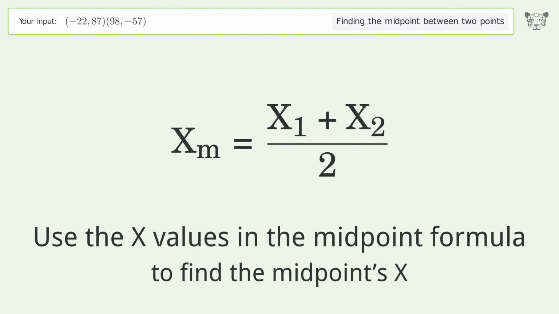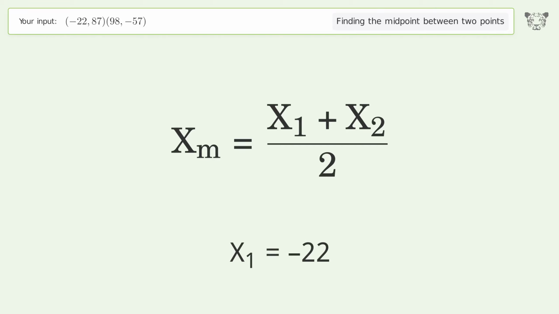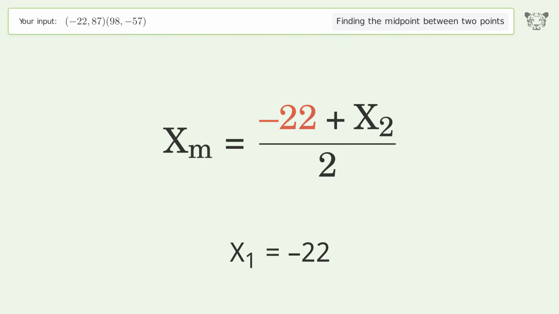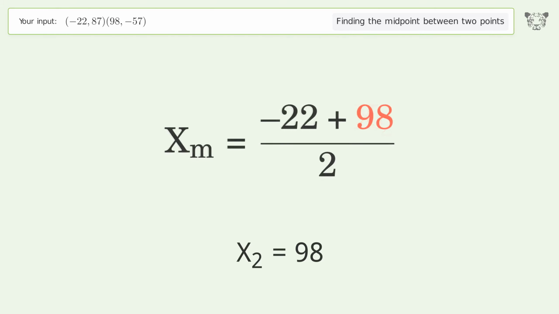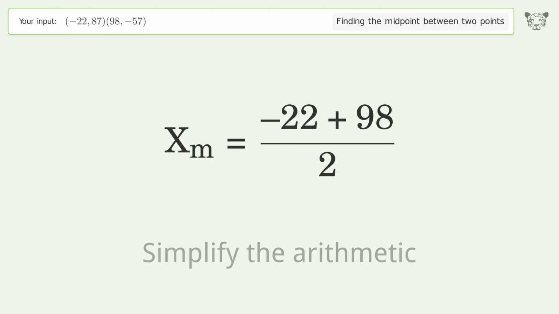Use the x values in the midpoint formula to find the midpoints x. x1 equals -22. x2 equals 98. Simplify the arithmetic.